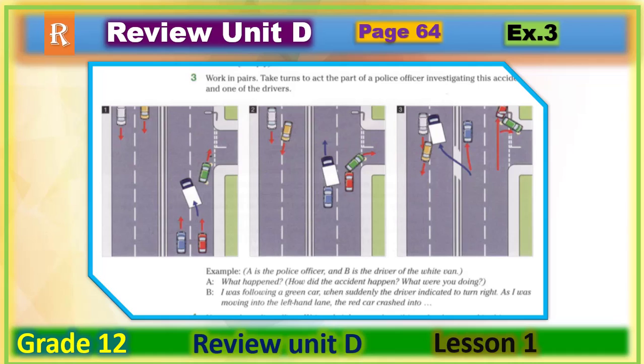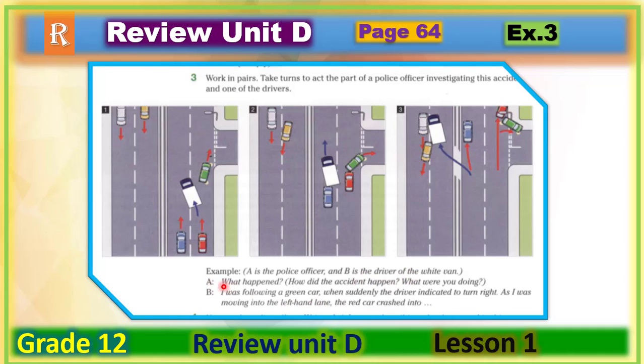Now let's move to exercise number 3. And let's read the instructions together. Work in pairs. Take turns to act the part of a police officer investigating this accident, and one of the drivers. Okay? For example, A is the police officer and B is the driver.